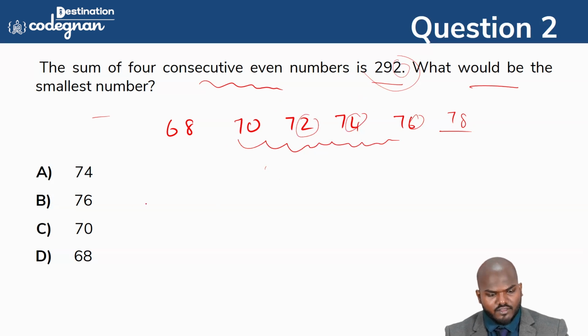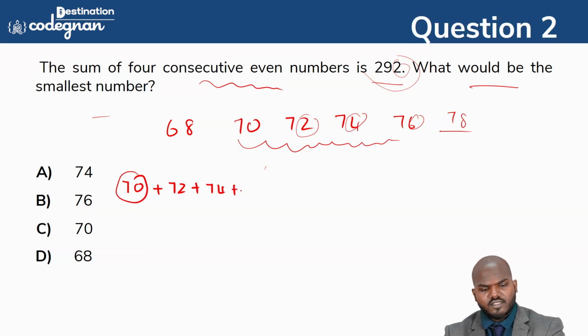Okay. So probably the answer to this one, the smallest number, we can call it 70. That is the correct answer. If you take it up, guys, 70 plus 72 plus 74 plus 76, if you add it up, that will give you the value 292.